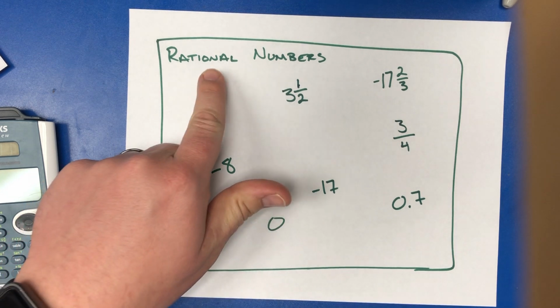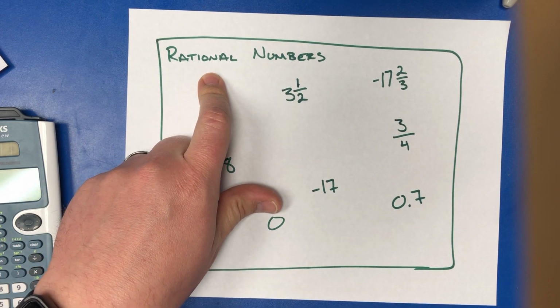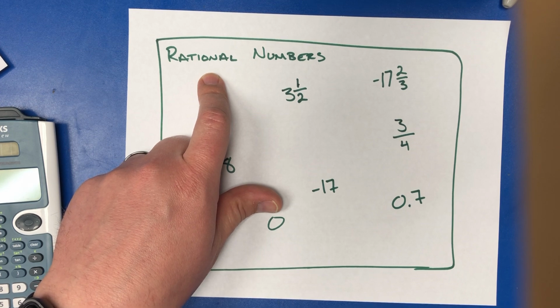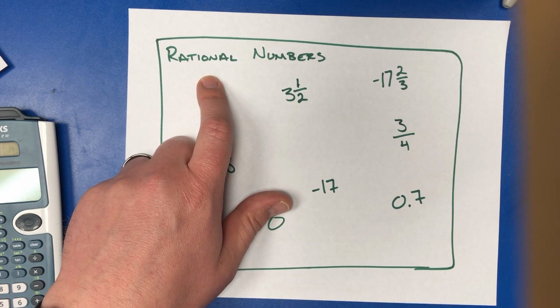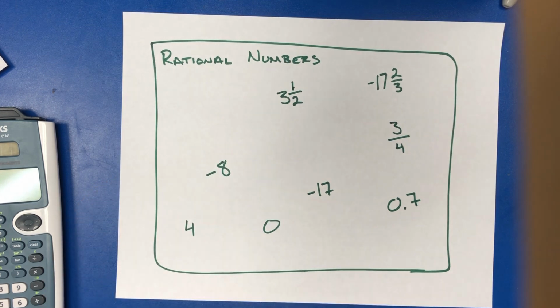The alternative to a rational number is an irrational number. There's not a whole lot of those out there that we work with on a regular basis. The most common one would be pi. Pi is an irrational number. There are estimates for pi that can be written in A over B form, but the actual number pi cannot be written in A over B form.